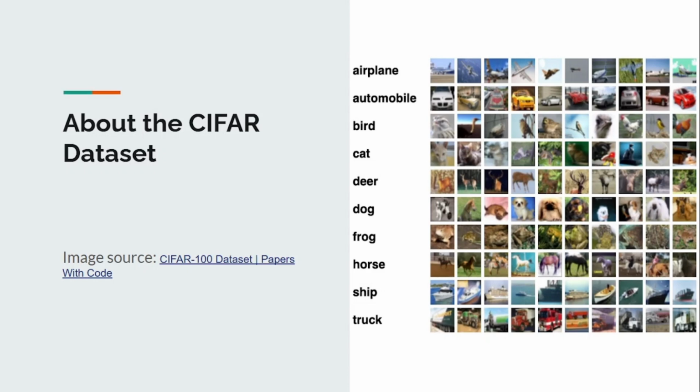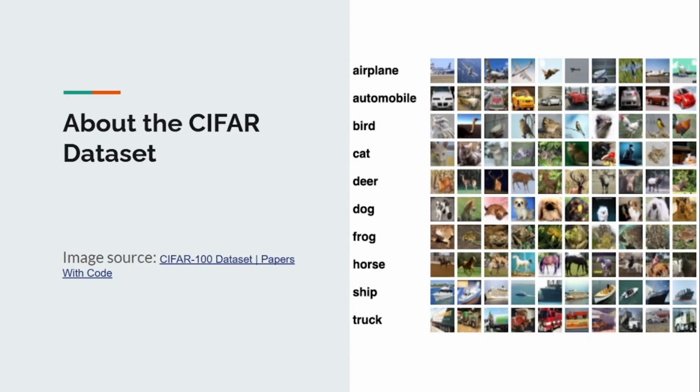Next, I acquired the CIFAR dataset from the link provided by Dr. Nguyen in the Datasets folder in Canvas. The CIFAR dataset is a widely used benchmark in computer vision, consisting of 60,000 color images at a resolution of 32 by 32 pixels. These images are divided into 10 distinct classes with 6,000 images per class.